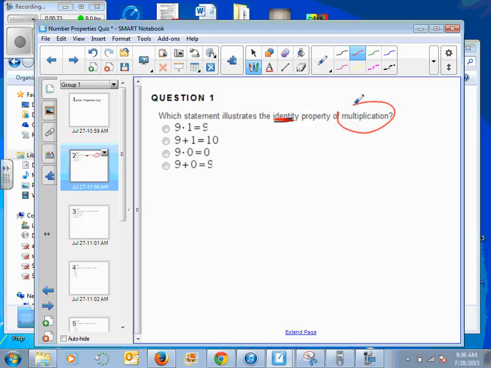What you want to think about then is when you multiply something by this number, you get that number back. So this is what represents that, because anything times 1 is just going to give you that original number. So 9 times 1 equals 9. Well, that's the identity, because you're still getting 9 back. All right? So 9 times 1 equals 9. That's the identity.